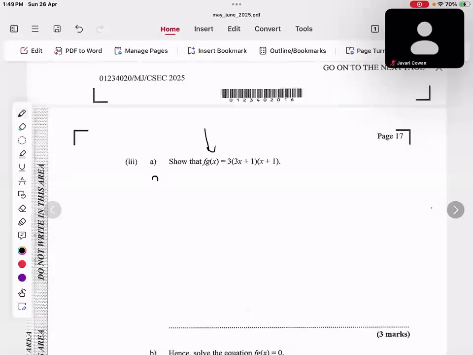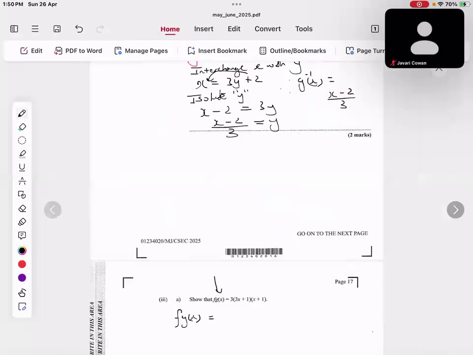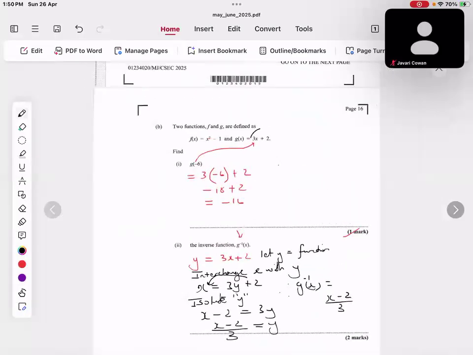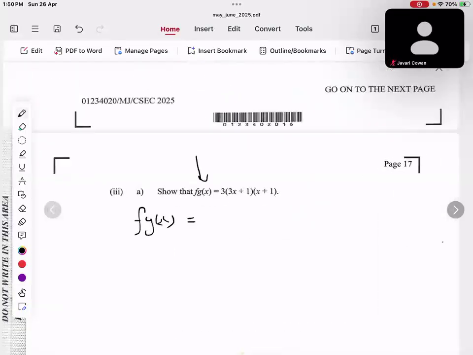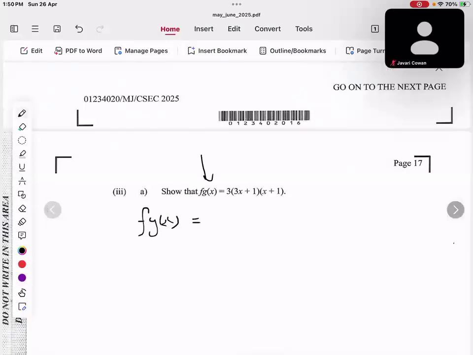So when you see something like f of g of x, it means that the function g is inside of the function f. So what we should do here now is take the function g, which we already know right here is 3x plus 2, and put it inside of the function f, which is x squared minus 1. Watch me now, we have x squared minus 1 here, and we have 3x plus 2.